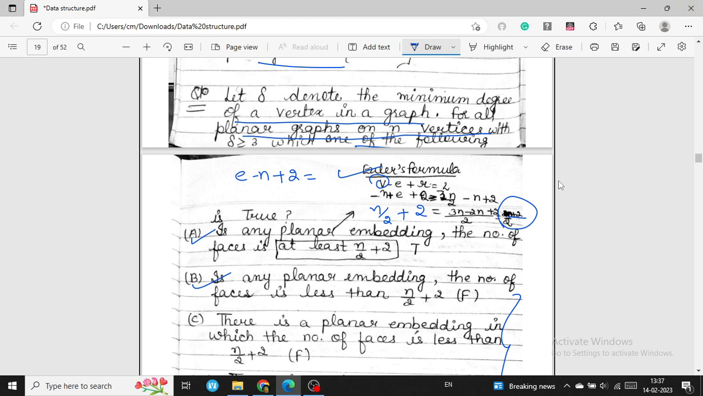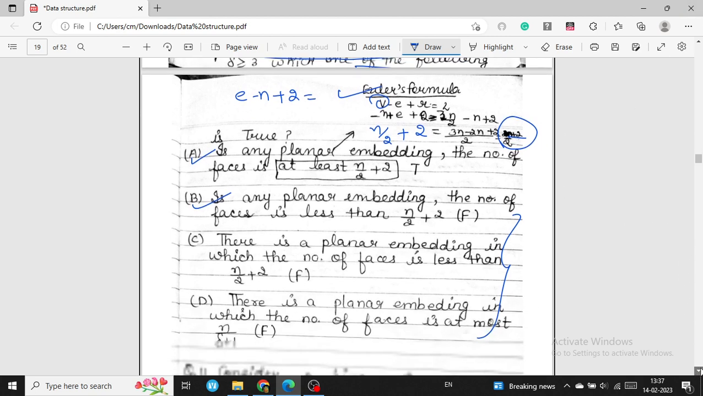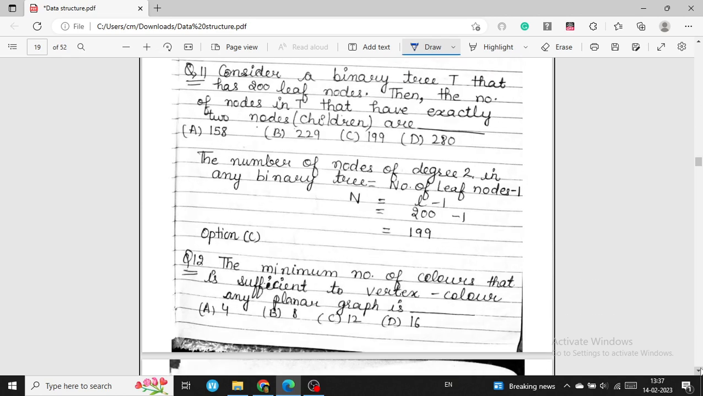Now next question. Consider a binary tree T that has 200 leaf nodes. How many nodes in T have exactly 2 children? When we have to find the number of nodes of degree 2 in any binary tree, you can use this formula: number of leaf nodes minus 1 gives the number of nodes of degree 2. So that's why the answer is 199.